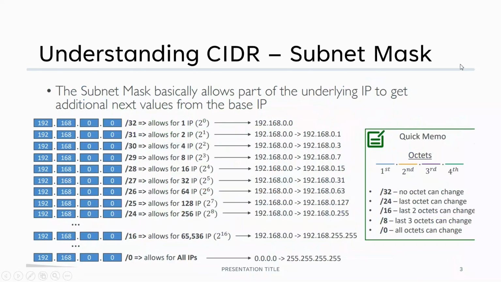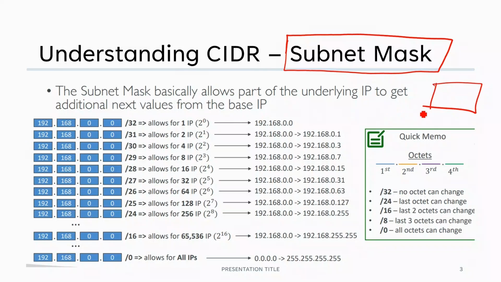First of all, before going into VPCs, subnets, networks and everything, you need to understand what a subnet mask is, because if you do not understand it, you will have problems while creating your own VPC and subnets. A subnet mask basically allows part of the underlying IP to get additional next values from the base IP. It just means that if you have a network, how many devices can you create in that network? Are you going to keep 50 devices, 100 or 200? It depends on the subnet mask. Let us see how the subnet mask is calculated.